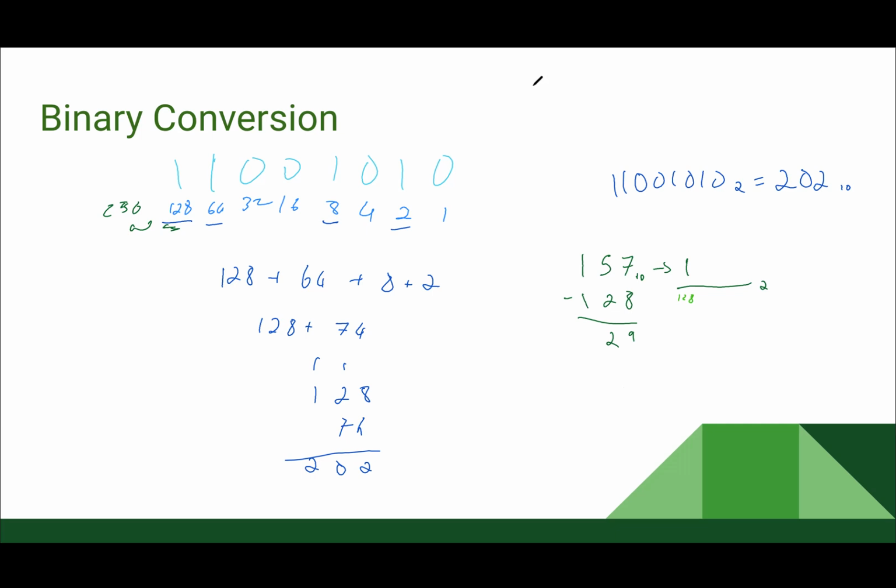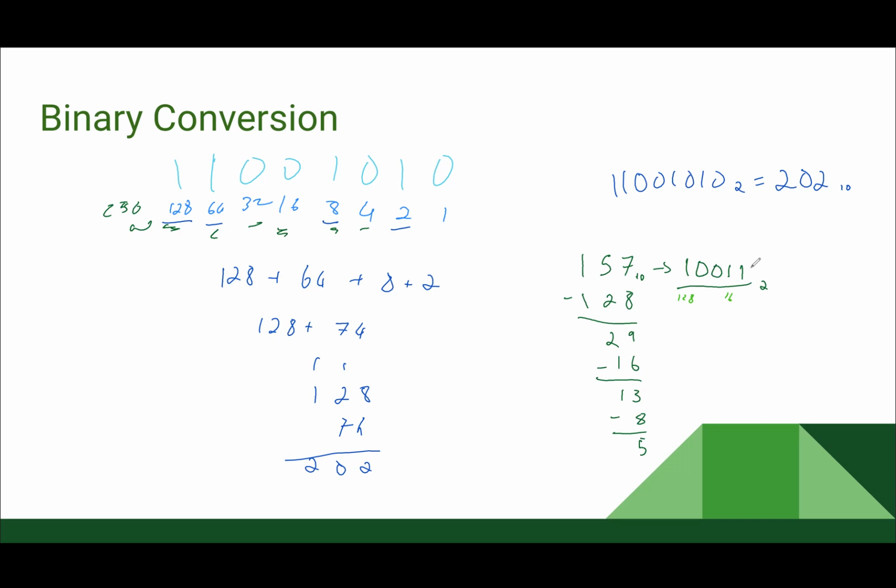So we're going to move right along our sequence, finding the next largest power of 2. So 64 will not fit, so we put a 0 in that spot. 32 will not fit, so we put a 0 in that spot. The next biggest is 16. So we put a 1 in the 16 spot. And then we subtract 16 from 29, giving us 13. The next biggest thing that fits is 8. So we put a 1 in the 8th spot, subtract 8, gives us 5.